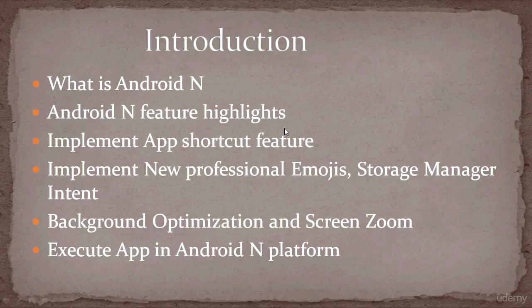Implementing the app shortcut feature is one of the features for Android N phones. I'll be discussing what changes you can make in your code to implement this feature. Next we'll be discussing how to implement new professional emojis and the store manager intent. These are all features for Android N, and we'll see how you can implement those functionalities for your apps. We'll also see the background optimization and the screen zoom, how the screen zooming and optimization is done, and then at last we'll be executing an app on the Android N platform.